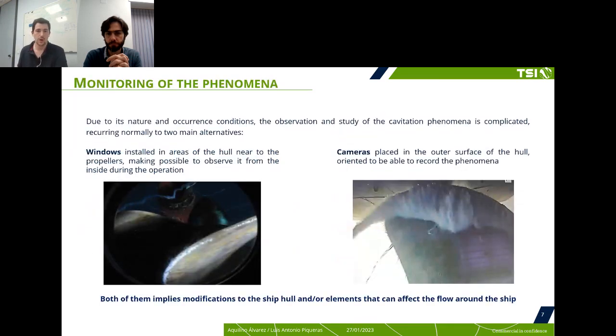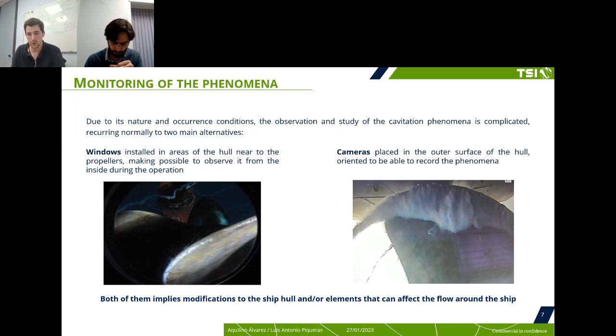Now, related to the monitoring of the phenomena, due to the nature of the cavitation phenomena and when it occurs, it is usually difficult to observe the phenomena without the use of auxiliary means. Normally, we use two principal methods to study this phenomena. The first of all, we can see in the left image, consists of windows installed in areas of the hull near the propellers, making it possible to observe it from the inside during the operation.